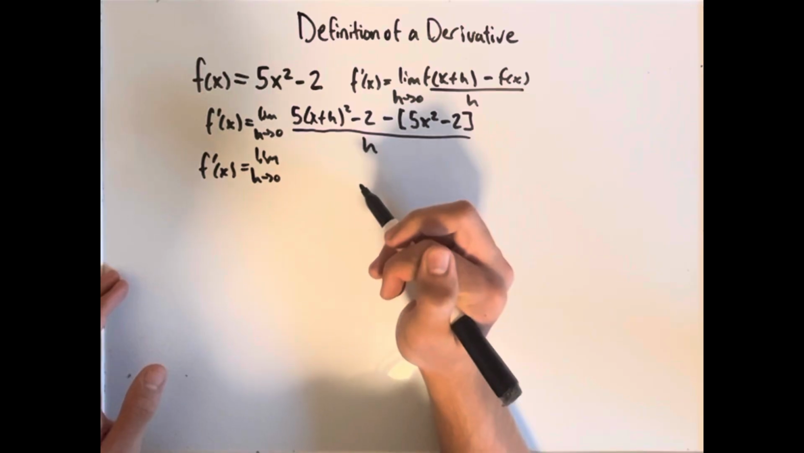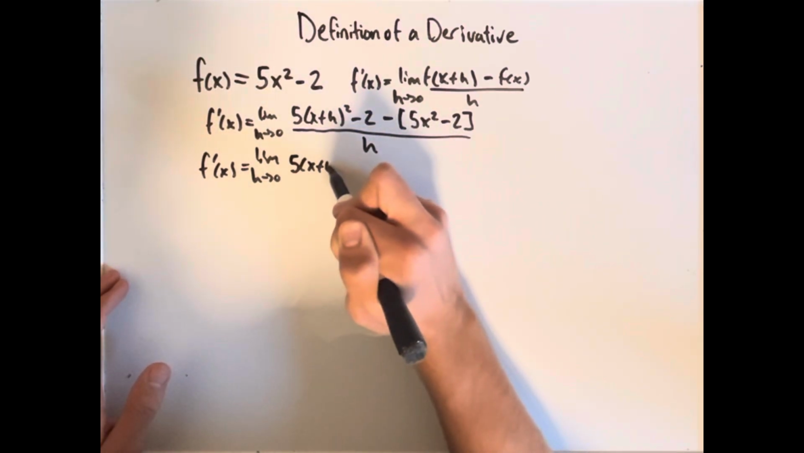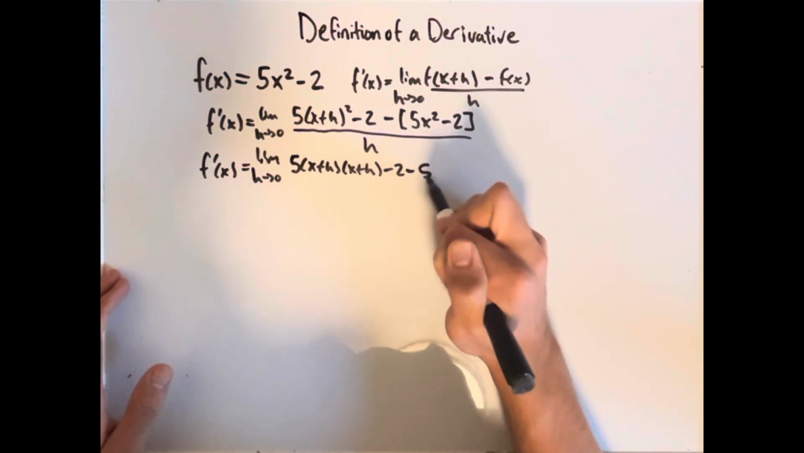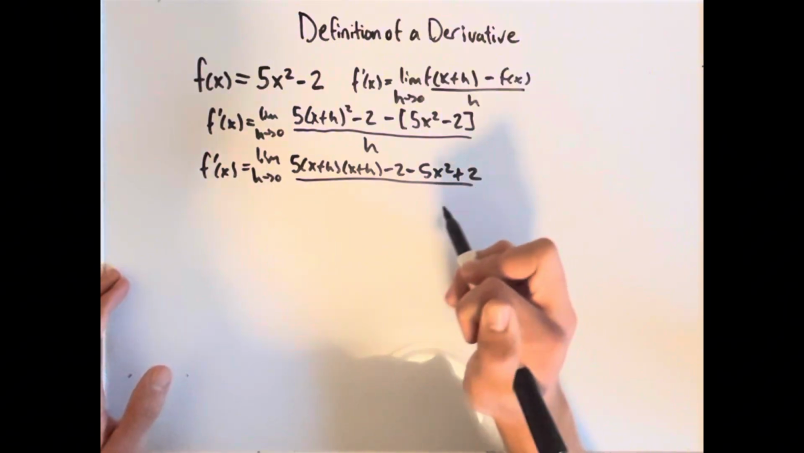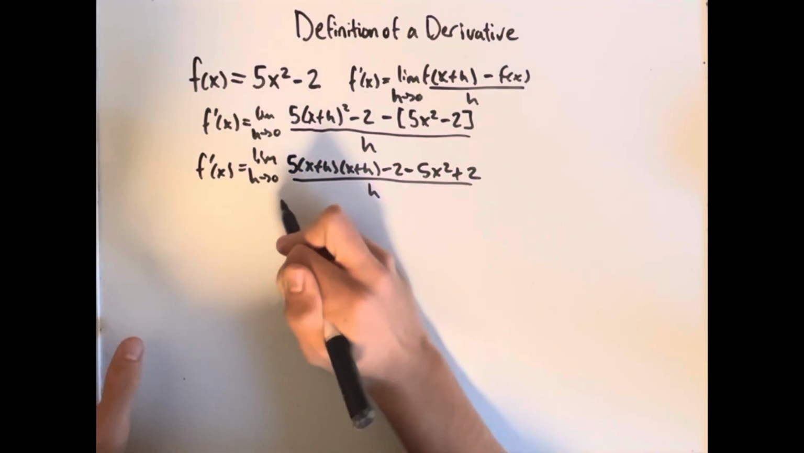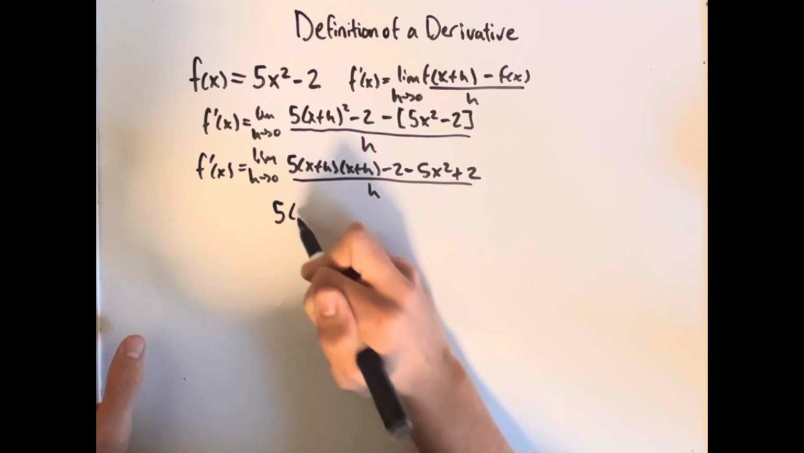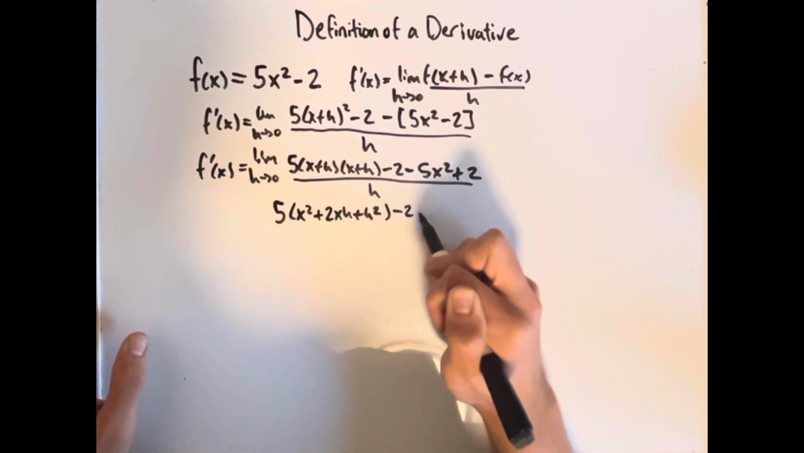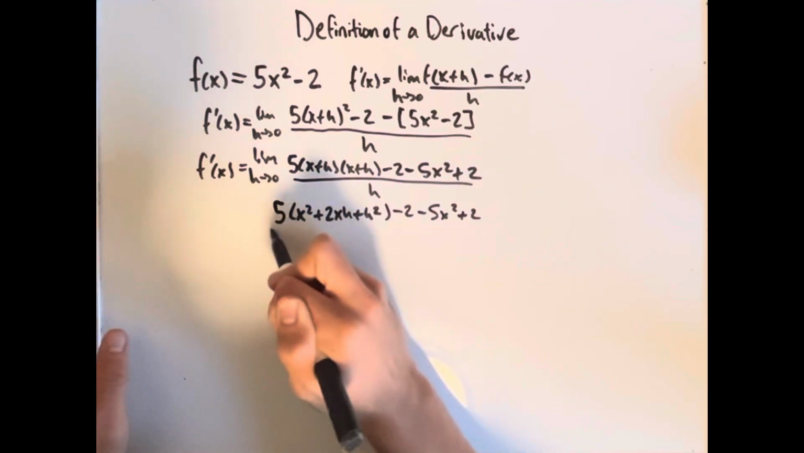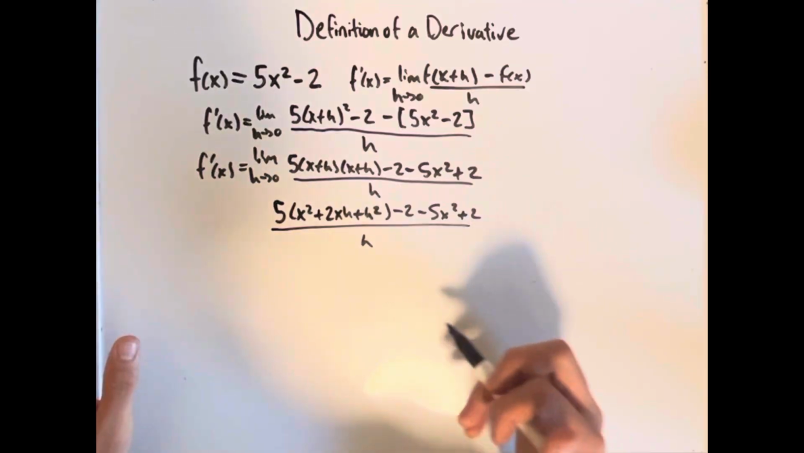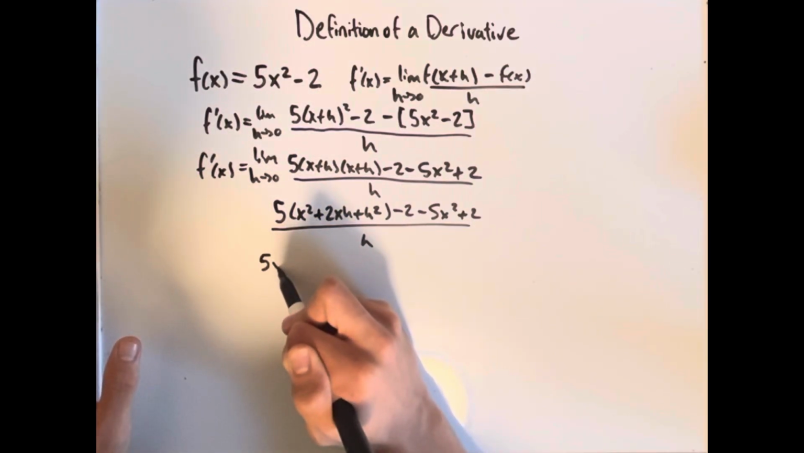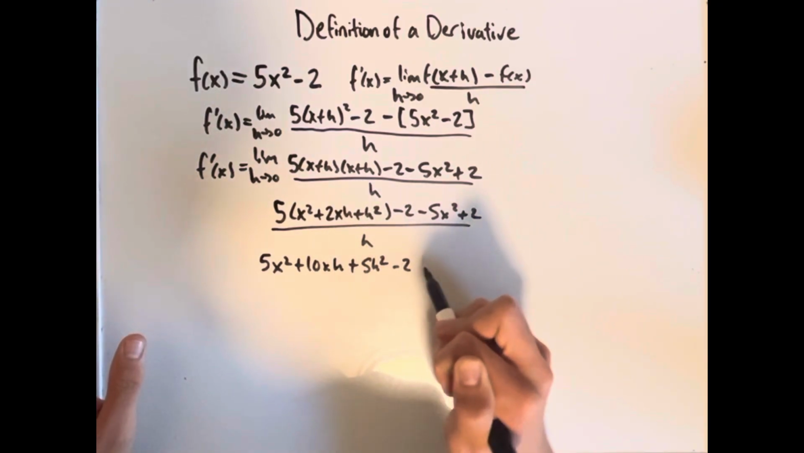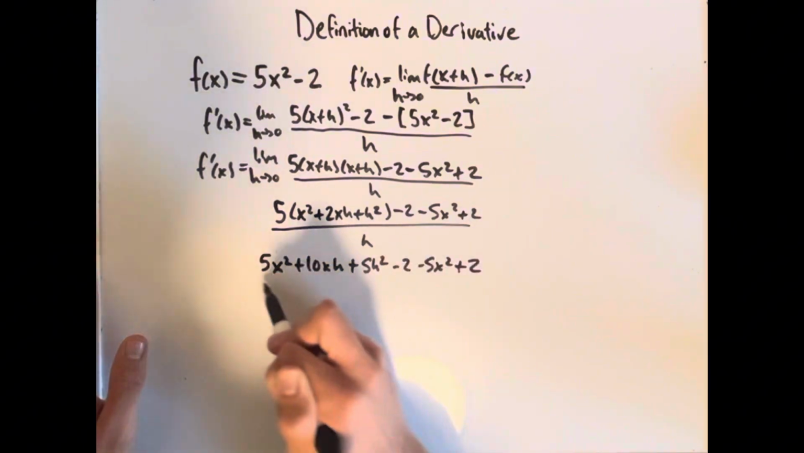So now we have to expand this, and I'm going to multiply this negative through. Expand and multiply this. So it will be 5 times x squared plus 2xh plus h squared, minus 2, minus 5x squared plus 2, all over h. And then multiply everything out: 5x squared plus 10xh plus 5h squared minus 2 minus 5x squared plus 2 over h.